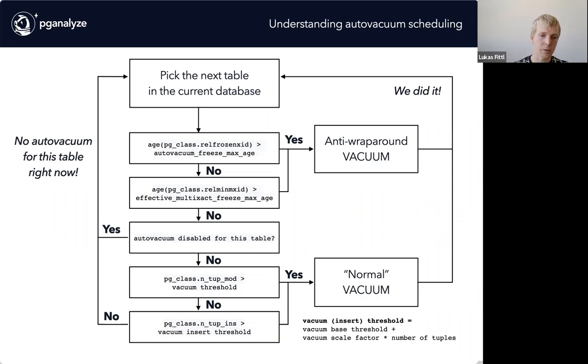Then we'll check two things. We'll check if the modified tuples on the table are higher than the threshold. We'll get to the threshold in a moment. Or if the inserted tuples are higher than the insert threshold. If either of those is true, then we will go and trigger a normal vacuum. There are cases where we do the normal vacuums or the anti-wraparound vacuums, and there are cases where we don't do any work. In any case, what happens next is we go to the next table, right? So Autovacuum runs for the whole database, for each table either doing a vacuum or not, and then it's done. It picks the next database. Might be the same database again if the transaction ID makes it so.